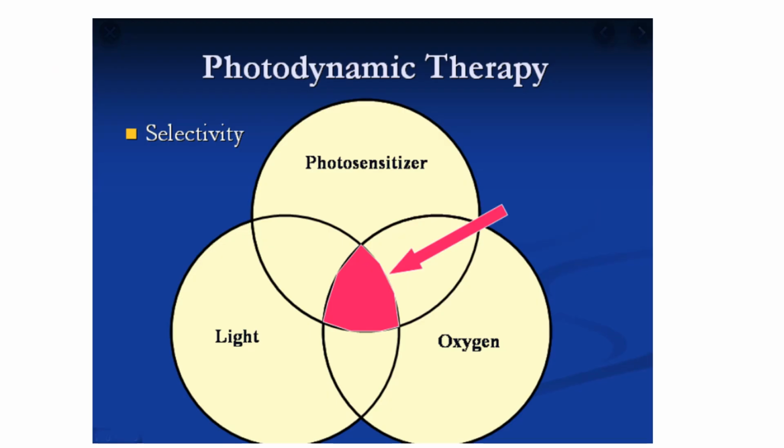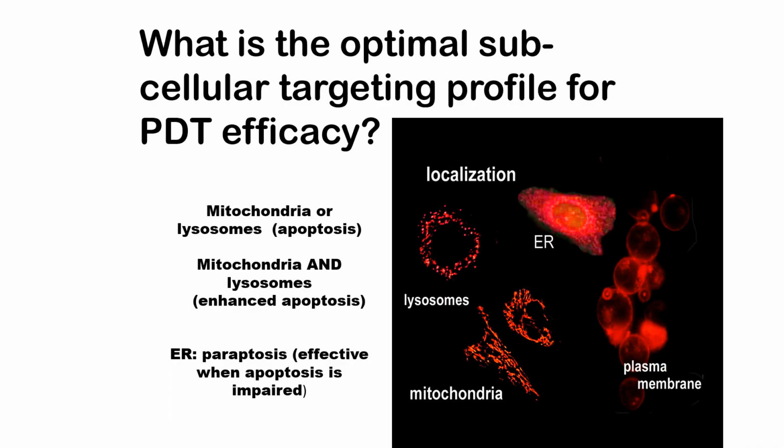This illustrates the requirements. We need oxygen, we need light, and we need a photosensitizer to produce a photokilling effect. Different photosensitizers can localize in different cellular sites. Some can find their way to several different sites. As we will see, the formulation procedure can also affect localization. Major sites of localization are shown here: lysosomes, the ER, the plasma membrane, and mitochondria.